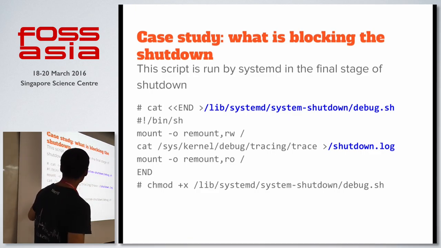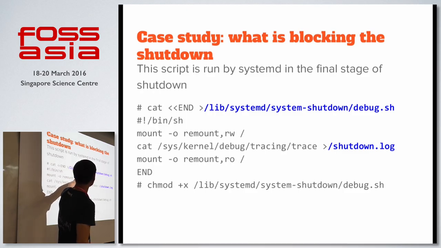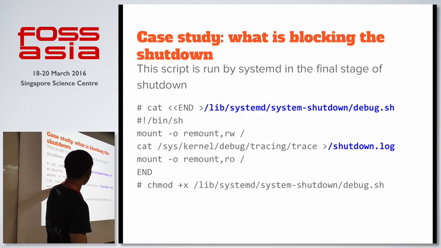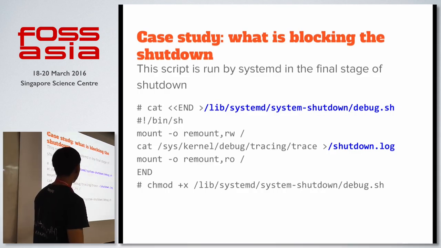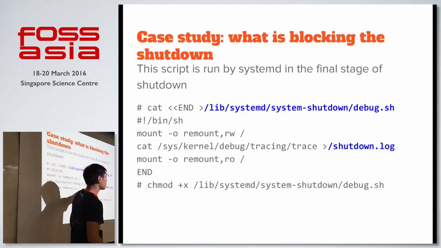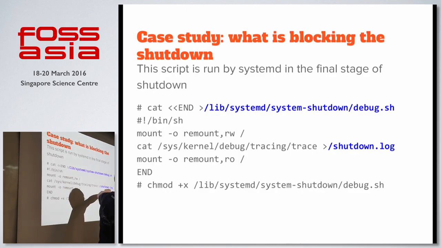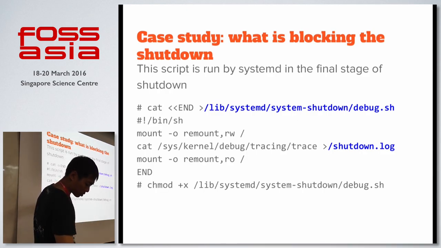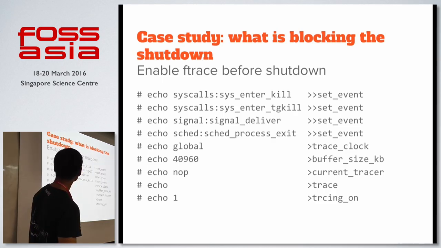So then we create a script in /lib/systemd/system-shutdown. This script is named debug.sh. This script will be invoked by systemd before it turns off or reboots your system. And here we remount root read-write and redirect the output to a file, shutdown.log in the root directory, then add executable permission to it. Then we enable ftrace. It's just this simple.